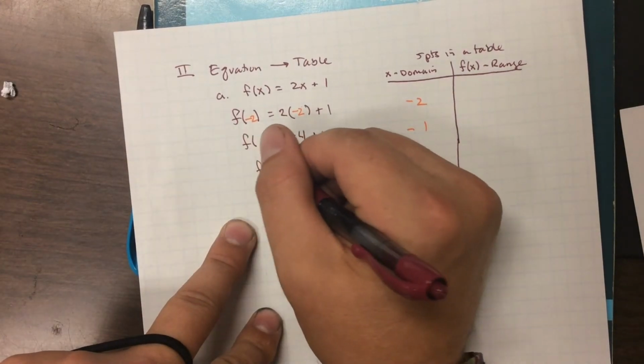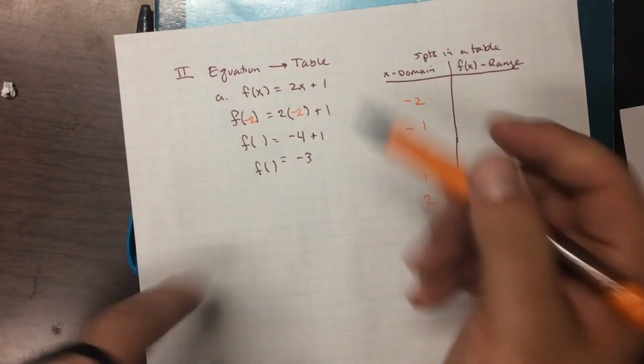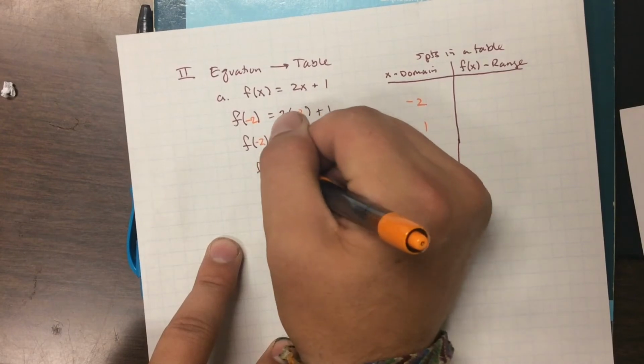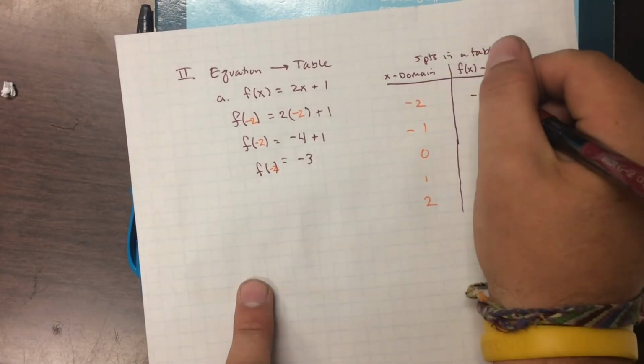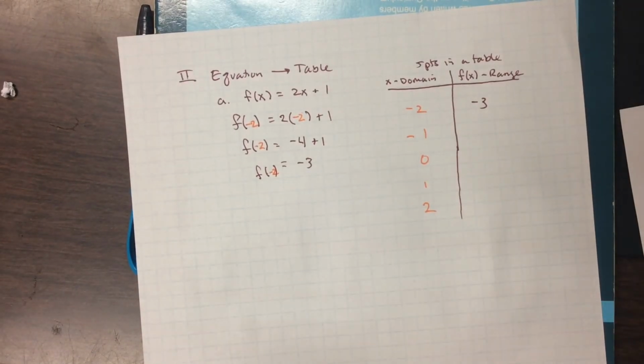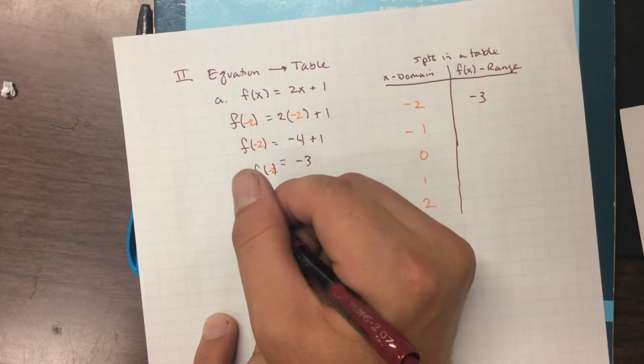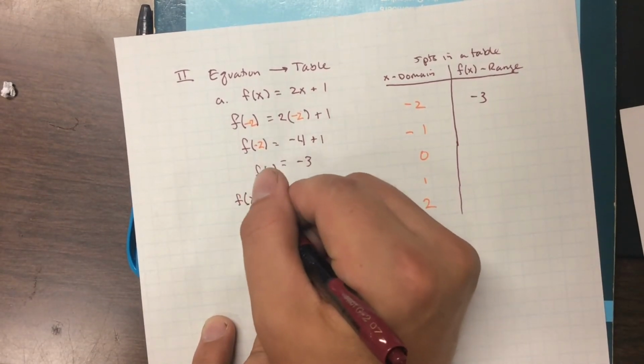So we want to put this in function notation. So this is f of -2. F of -2 equals -3. I'm going to go ahead and do one more for you, and then I'm going to expect you guys to do the rest and fill out the rest of my table.